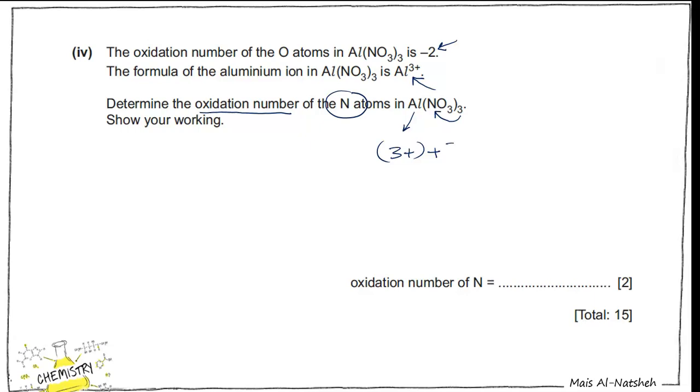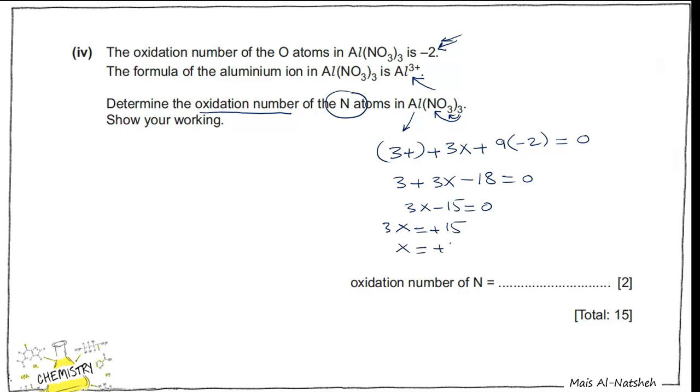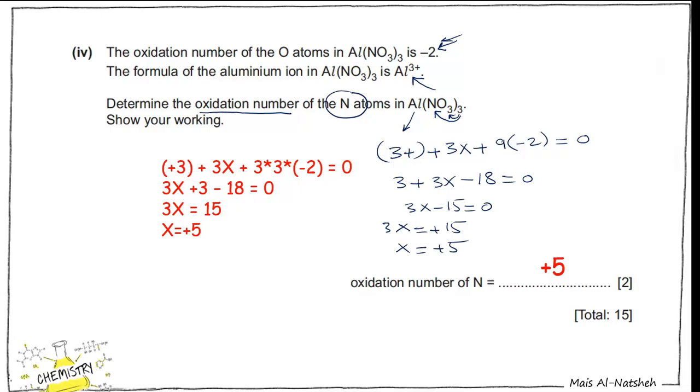For nitrogen, we don't know it, but how many nitrogen do we have? We have 3. So we will say 3x plus how many oxygens? 3 times 3, so we are talking about 9 times 2 negative, as mentioned in the question. So totally equals 0 charge. Do the calculations: 3 plus 3x minus 18 equals 0. So 3x minus 15 equals 0. 3x would equal positive 15, and so x equals positive 5. So the oxidation number of nitrogen is positive 5.